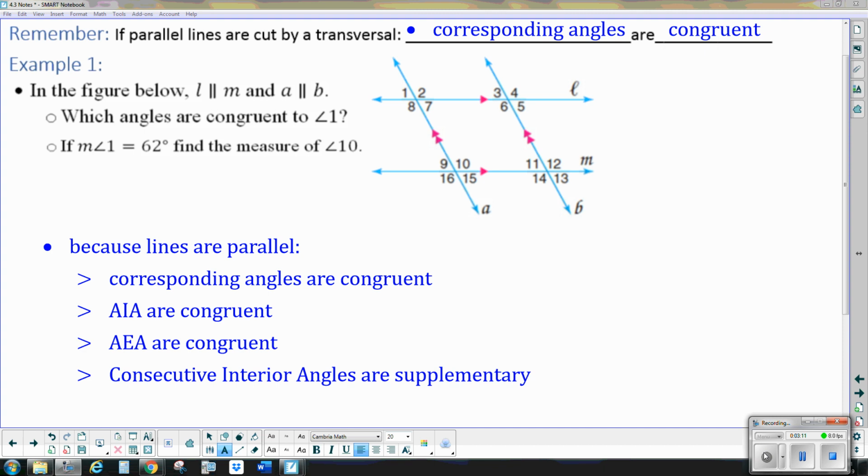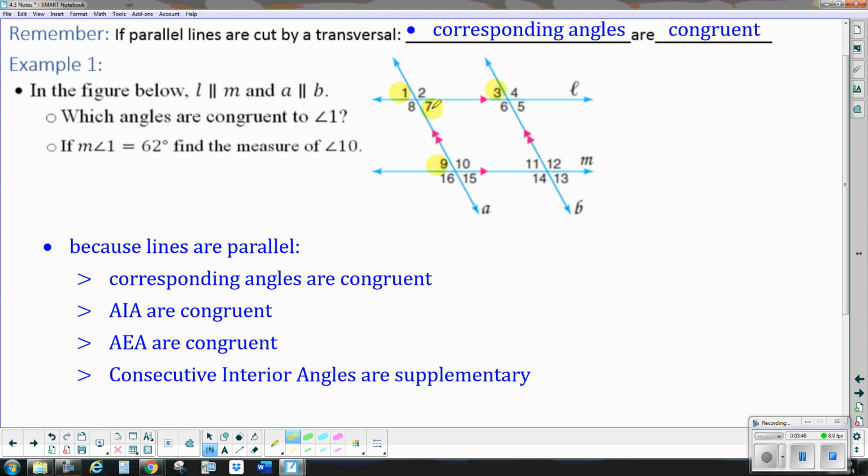Here's what we know so far. Corresponding angles are congruent, alternate interior angles are congruent, alternate exterior angles are congruent, and consecutive interior angles are supplementary. So which angles are congruent to angle 1? Let's go through and mark. Angle 1 and angle 3 are corresponding angles, so they're congruent. Angle 1 and angle 9 are also corresponding angles, so they're congruent. Angle 1 and angle 7 are vertical angles, therefore they are congruent.